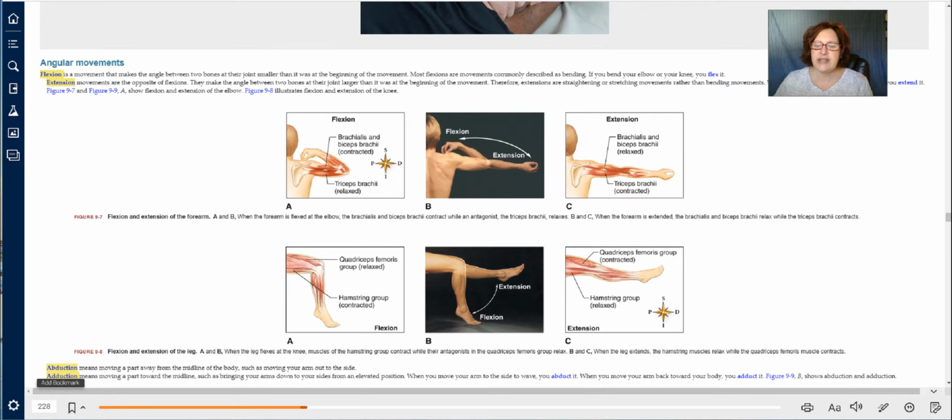So the first one is flexion and extension. To extend your arm is extension, to bring it back in is to flex it. Okay? And this picture actually adds in what muscles are responsible for those, the prime movers and the antagonists. Extension can also be on the leg, as it shows there.